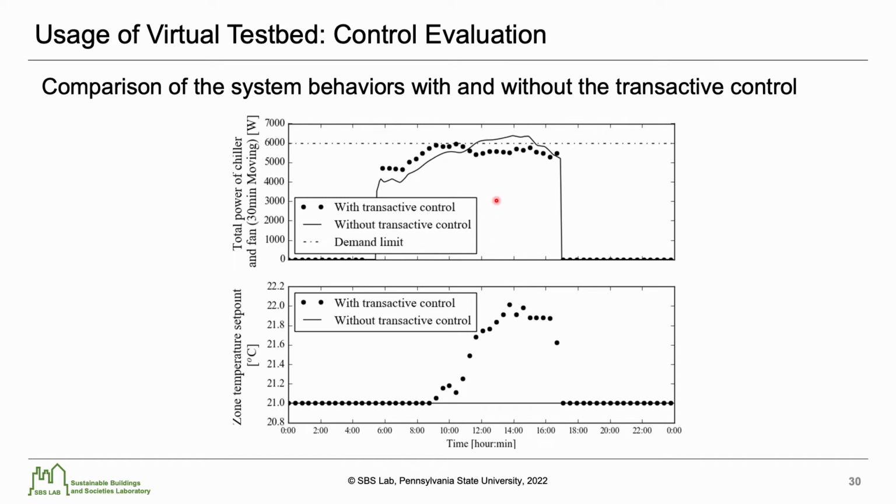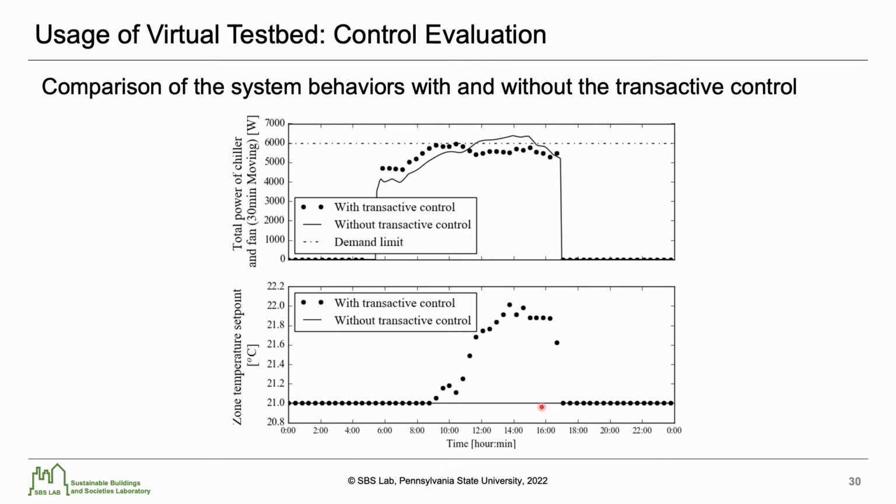The top figure shows the total power of chiller and the fans. As we can see, without transactive control, the peak demand is about 6.5 kilowatts around 1400 hours. With transactive control, the peak demand is restrained to 6 kilowatts and shifts to around 1000 hours. As we can see from the bottom figure, the transactive control continues to change the set points for VAV terminals, instead of a fixed set point adopted by the one without transactive control.